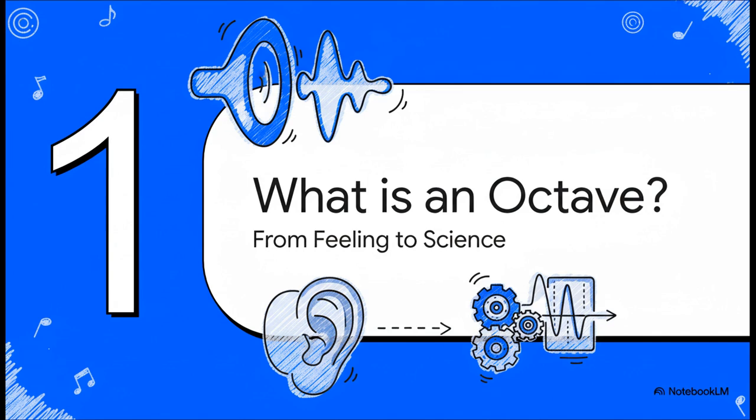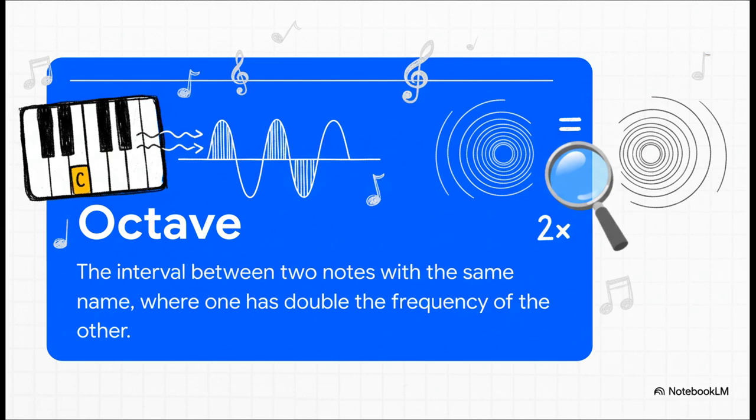All right, first things first, let's get on the same page. We'll start with what an octave feels like to our ears, and then we'll connect that feeling to the actual science that makes it all work. So here's the deal. An octave is basically the musical space between two notes that have the same name, like a C and the very next C you find on a keyboard. The secret sauce behind it is a perfect mathematical relationship. The higher note vibrates exactly twice as fast as the lower one. That's it. That's the secret.